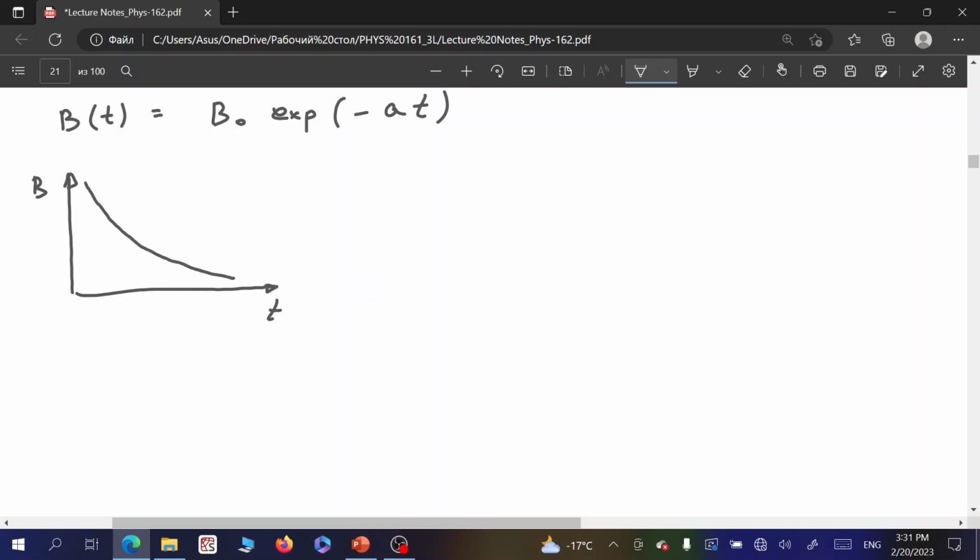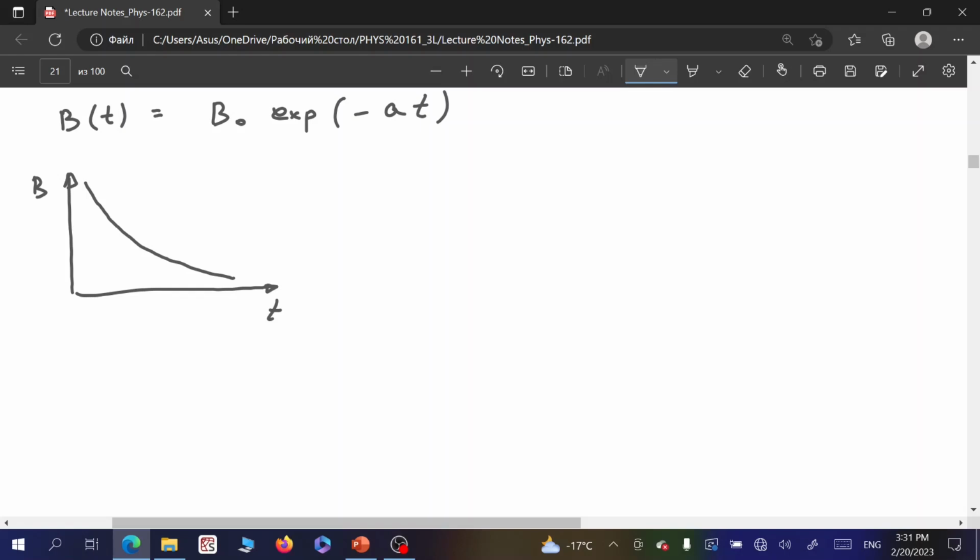when we deal with magnetic field as a function of time. So that will be given with the following equation: B naught exponent minus A times t. So that's some exponential dependence for the magnitude of magnetic field. If we plot magnitude of magnetic field versus time, we will see some exponential decay. So it's quite fast decay of magnetic field magnitude.